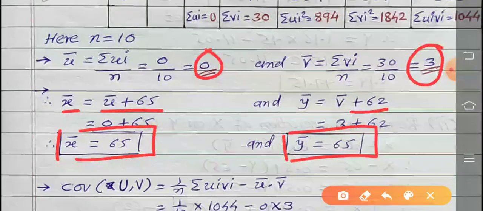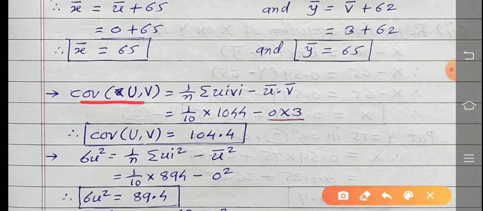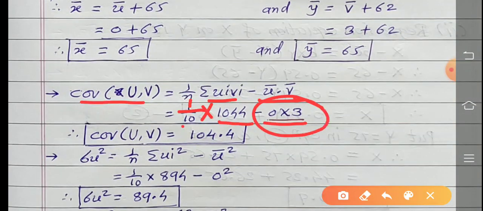So we are getting y bar also 65. Next, covariance between u and v, so x replaced by u and y replaced by v. So we are changing the formula: instead of xy we are writing ui vi. So 1 upon n summation of ui vi minus u bar v bar. Substitute the value. 1 upon the value of n is 10 multiplied by summation of ui vi is 1044, minus u bar and v bar values, which is 0 multiplied by 3. So the answer is 0. So 1044 divided by 10.